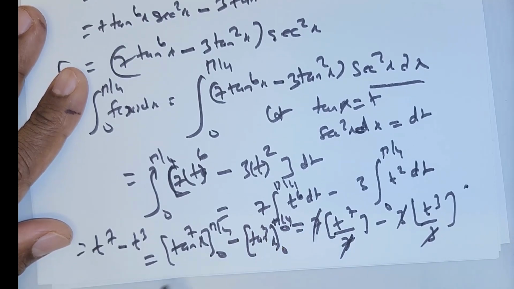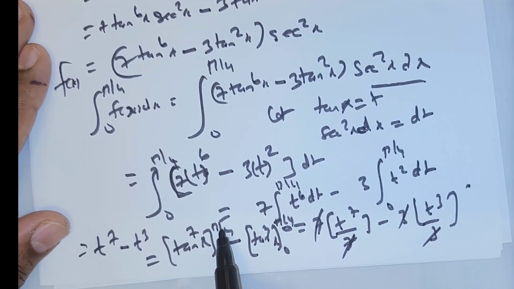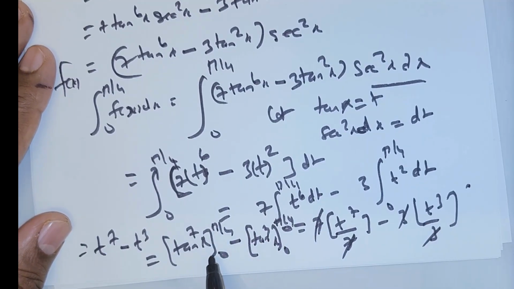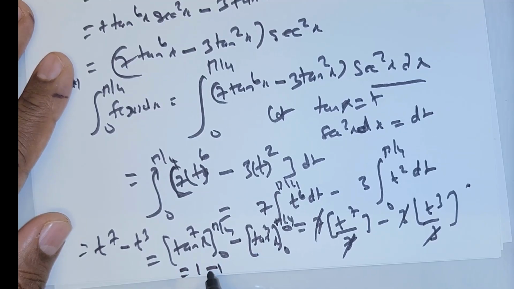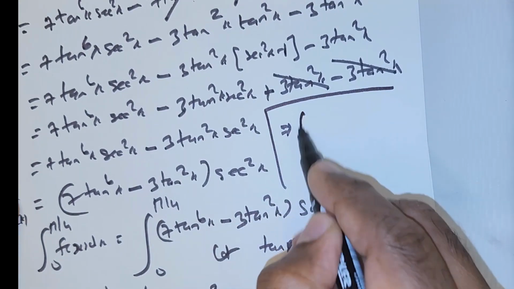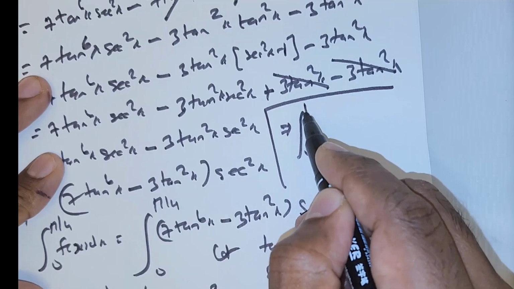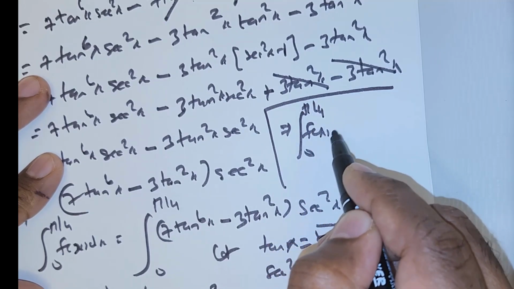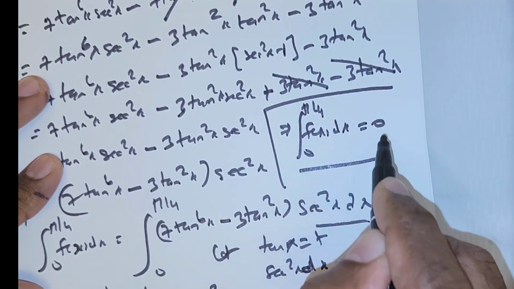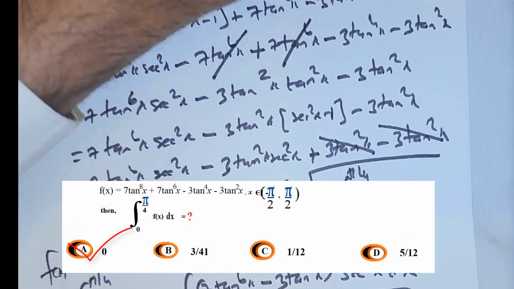I hope you are able to follow the substitution. Now if you substitute the limits, for the upper limit you get 1 minus 0, and for the other you also get 1. So it's actually 1 minus 1, isn't it? What is 1 minus 1? You get 0. So what is the conclusion? This means the integral from 0 to pi over 4 of f of x dx is equal to 0. So this is the value you should have chosen.